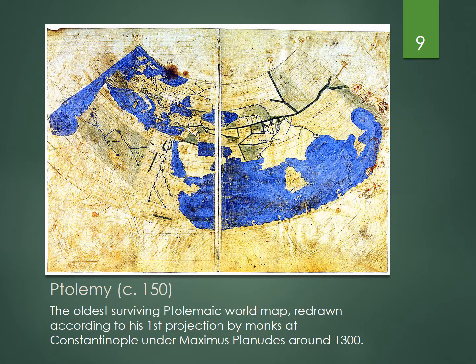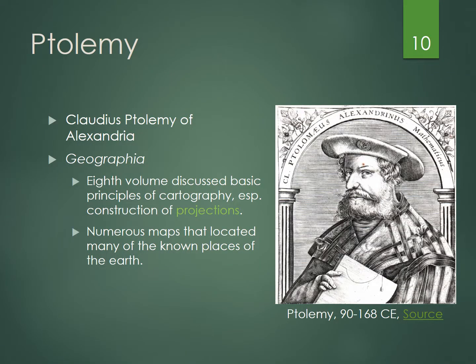Speaking of Ptolemy, here's one of his works. This is the oldest surviving Ptolemaic world map, redrawn according to his first projection by monks at Constantinople under Maximus Planudes around 1300. More about Ptolemy. Claudius Ptolemy of Alexandria's most famous work was Geographia. The 8th volume of this work discussed basic principles of cartography that we still use today, in particular, the construction of projections. Numerous maps that located many of the known places of the Earth were also included in Geographia, lending itself to be an excellent resource for centuries to come.